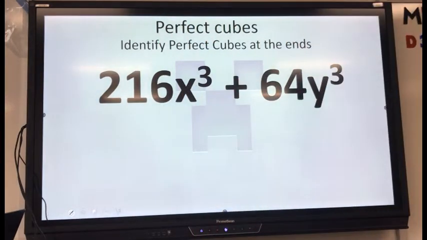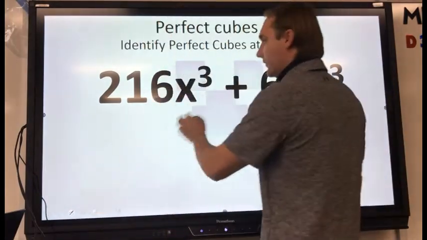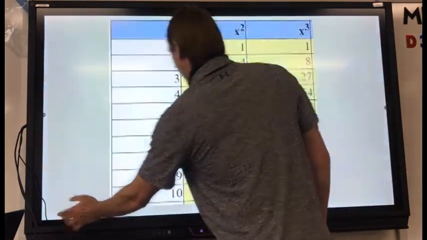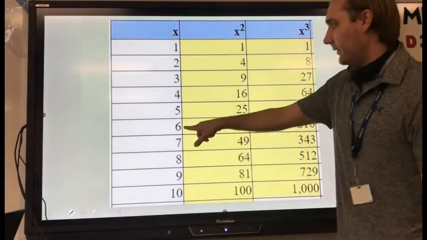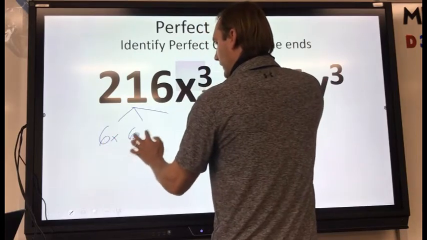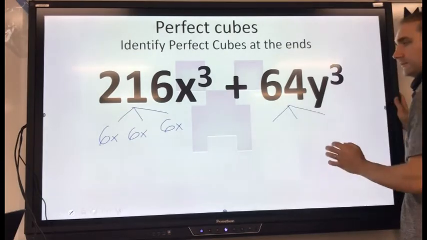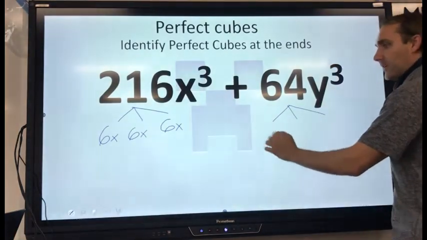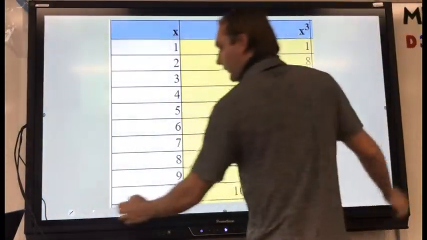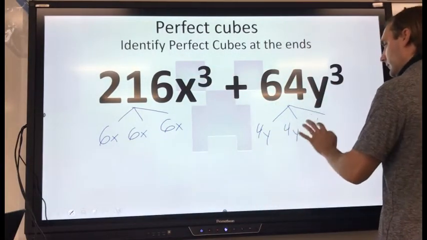So 216x cubed plus 64y cubed. What does 216x cubed break down into 3 times? Let's reference. 216 is what times what times what? 6. So 6x, 6x, and 6x. 64y cubed, how does that break down? 64 is what 3 times? It is 4 times 4 times 4. So that's 4y, 4y, 4y.